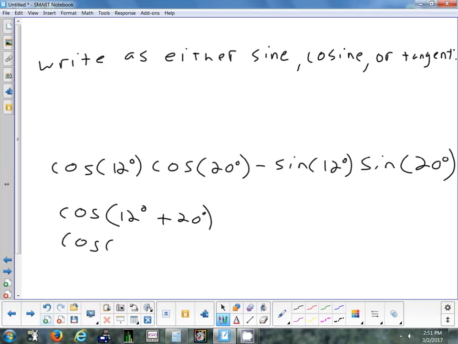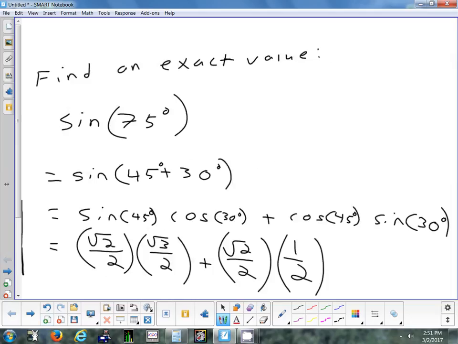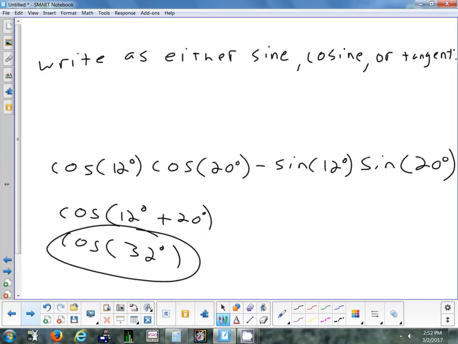So this problem originally came from the cosine of what angle? 20 degrees. Wait, 32 degrees. And that's your answer. Right? So it's just the reverse. You're starting with something that was broken up, and you had to get it back to just a single term. In the last problem, we started with a single term, and we had to break it up. Okay, so any questions on that?